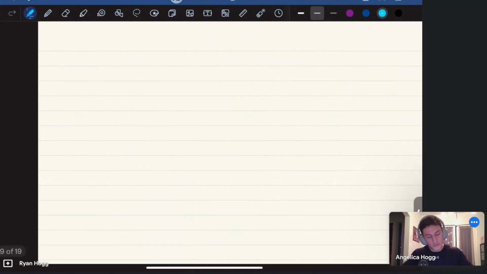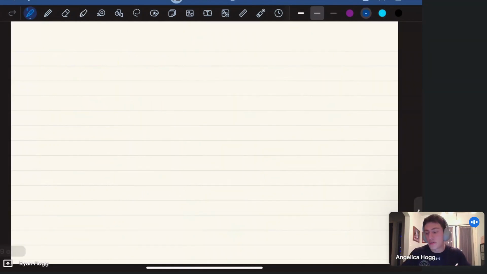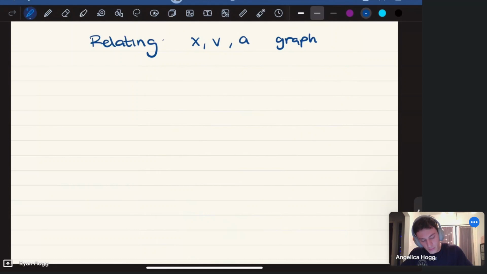So let's move on. Now I want to talk about graphs and how we can relate your position, velocity, and acceleration graphs. To start out, I'm going to start with our position graph, which is in meters, and our velocity graph, which is in meters per second.